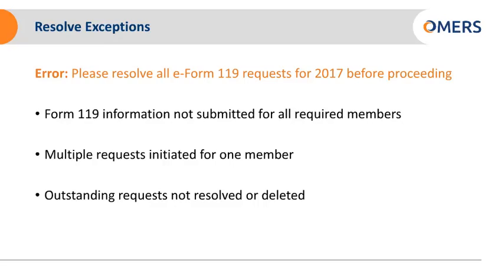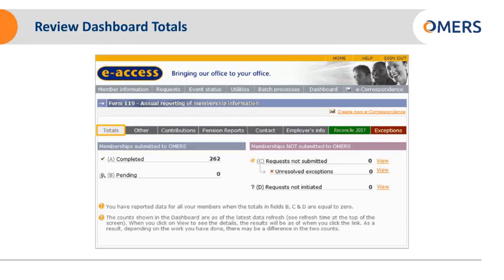Were all required eForm 119 requests completed? Were all eForm 119 adjustments processed? Were all eForm 119 requests for inactive members deleted? To check what is causing the reconciliation to fail, we need to review each tab again.